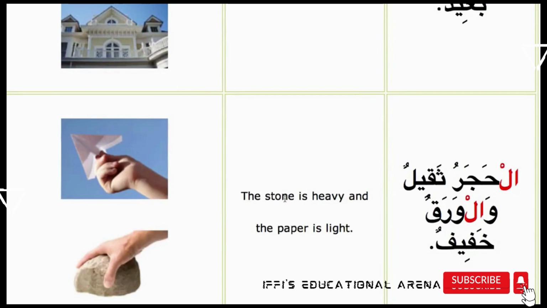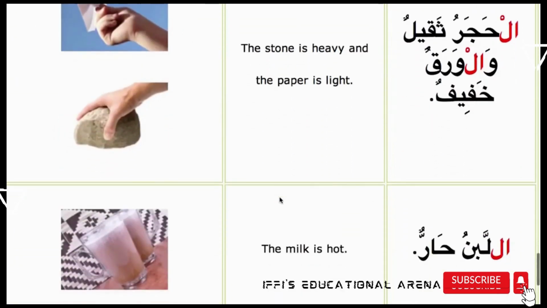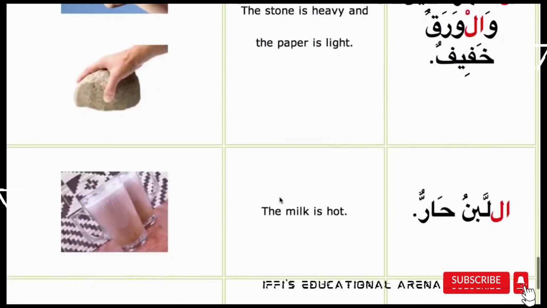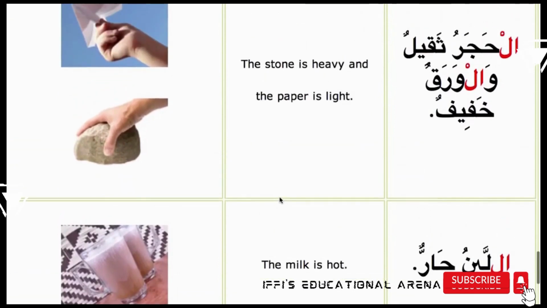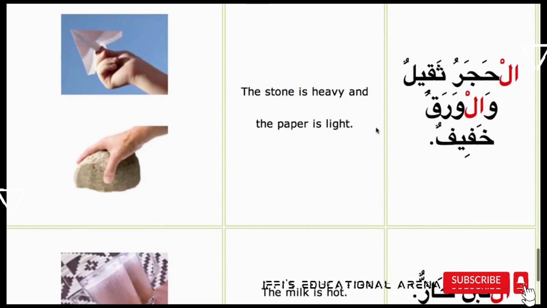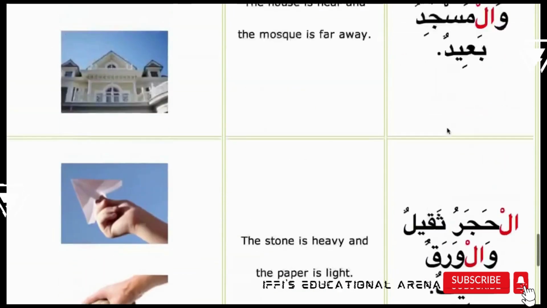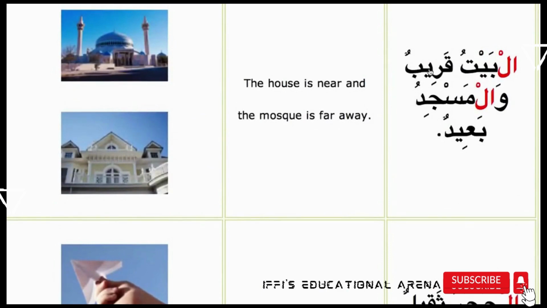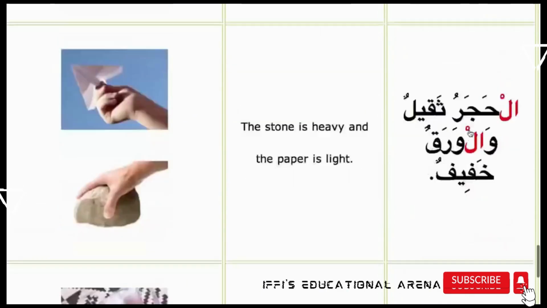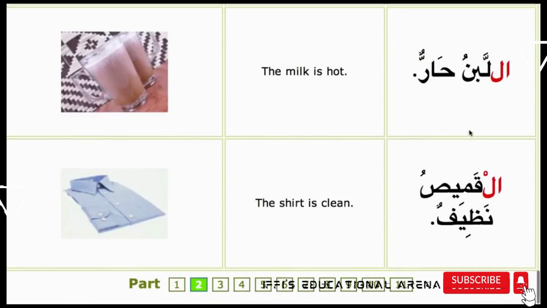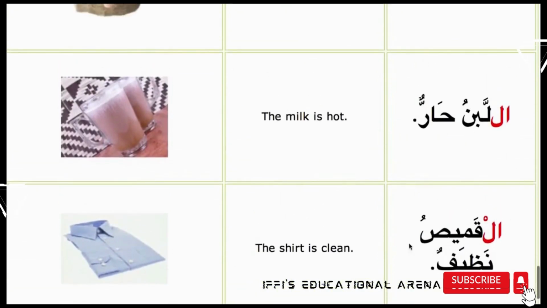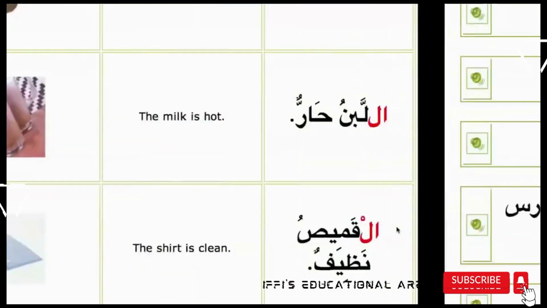So we got to practice all this vocabulary, and if you see in this lesson, most of the things are coming as opposites as well. So you learn 2 things at a time. Thaqilun, khafifun, thaqil is heavy, khafif is light, qareeb is near, ba'id means far. So inshallah, if you write and practice, it will give you a very strong base. Al-qamisu nadhifun. So let's put to practice what we have learned so far.